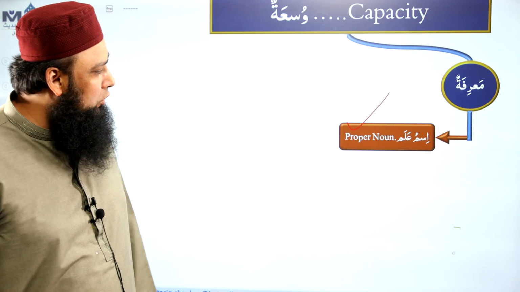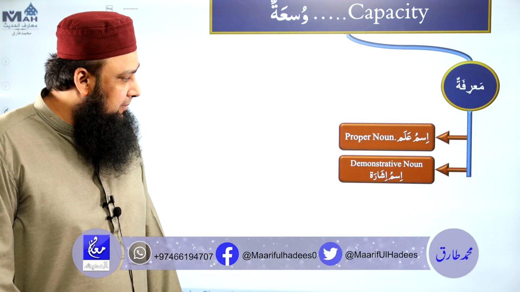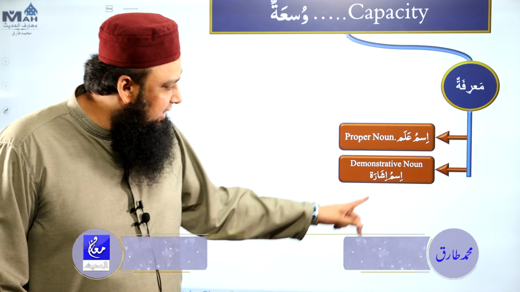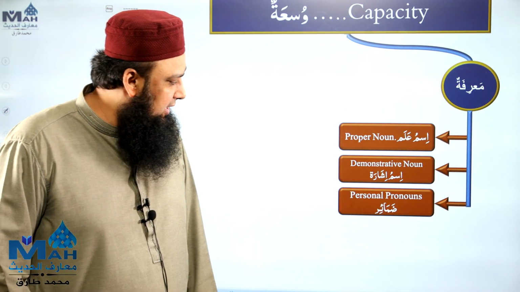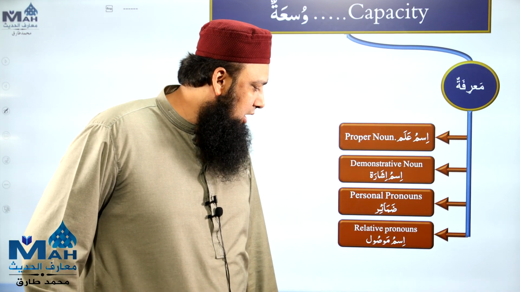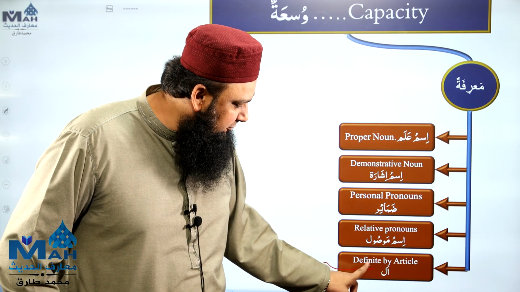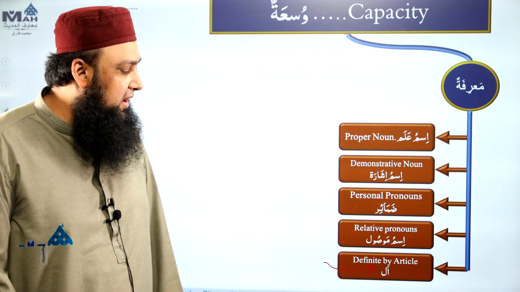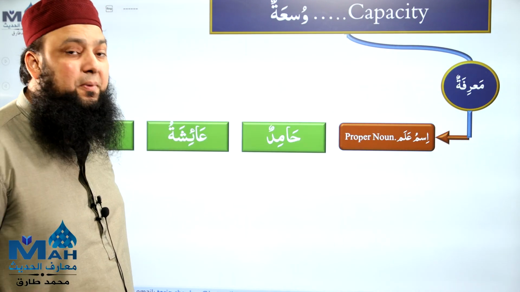Alhamdulillah, we all know what a proper noun is, so we'll go into detail after some time. Second, demonstrative nouns, ismu ishara in Arabic; third, personal pronouns, dhamair in Arabic, and relative pronouns, ismu mausul; and fourth, this is something very special to Arabic, the definite article al. So we'll study first ismu alam.